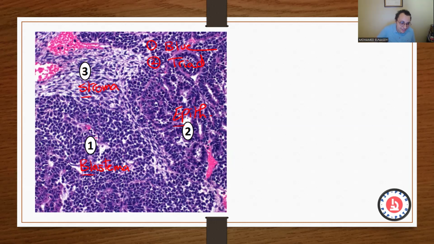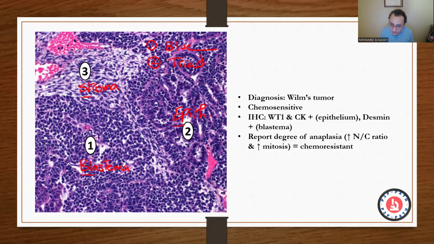This triad qualifies for which diagnosis? Wilms tumor, which is also called the nephroblastoma. So that's the diagnosis here: Wilms tumor. What you need to memorize for Wilms tumor is that it's one of the chemosensitive cancers. They always give a lot of chemo before proceeding to tumor removal. Sometimes actually the tumor shows complete resolution with chemo, by the way.